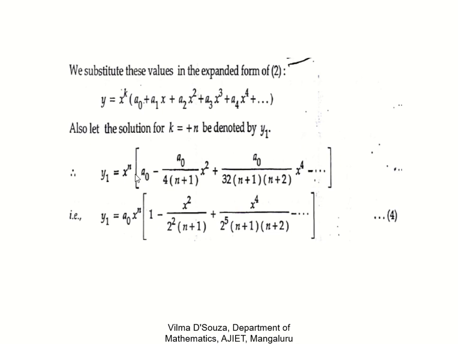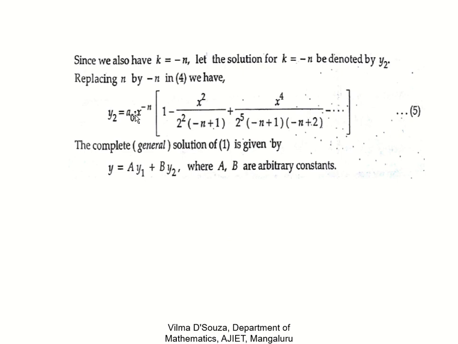So A0 you can take out. So y1 is equal to A0 into x power n into 1 minus x square by 2 square into n plus 1, plus x to the power 4 divided by 2 power 5 into n plus 1 into n plus 2 and so on. So this is the solution when k is equal to plus n.